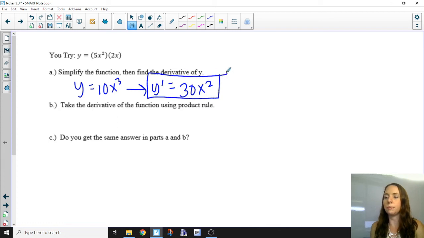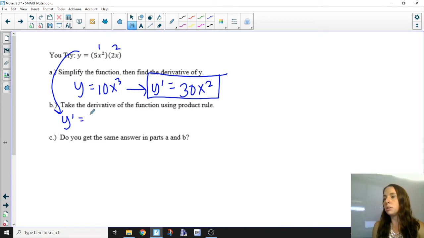Ta-da! Pretty easy. Okay, but parts B and C are trying to show you that if you did not simplify and you just take the derivative of this function using the product rule, you will get the same answer. Watch this. I'm going to go straight from this y to y prime using the 1d2 plus 2d1 product rule. This is the 1, this is the 2.